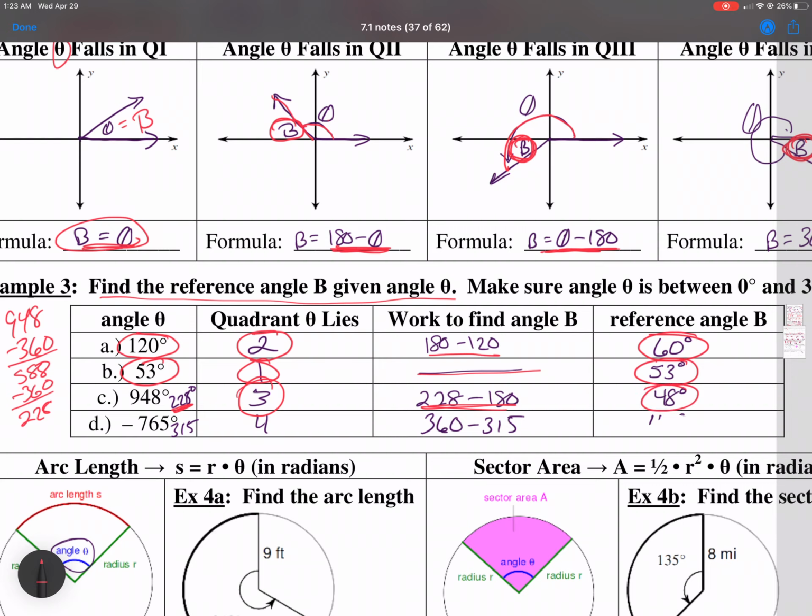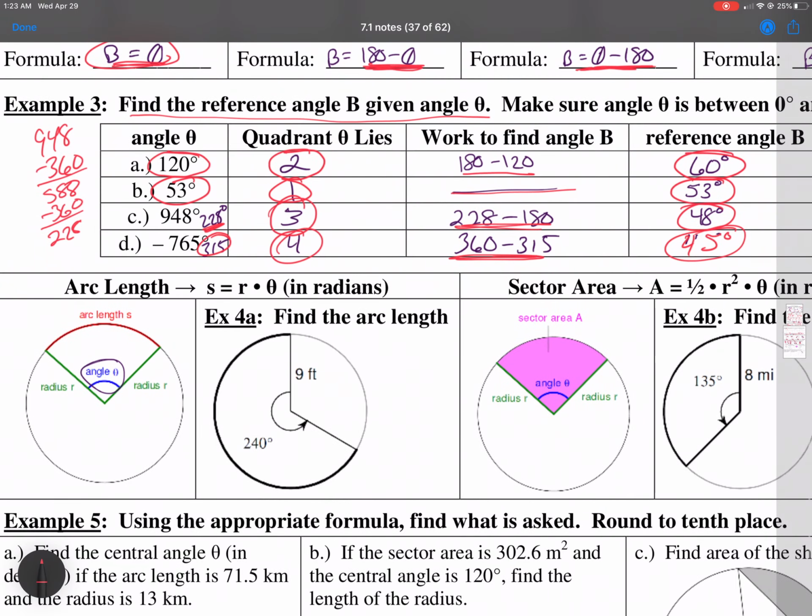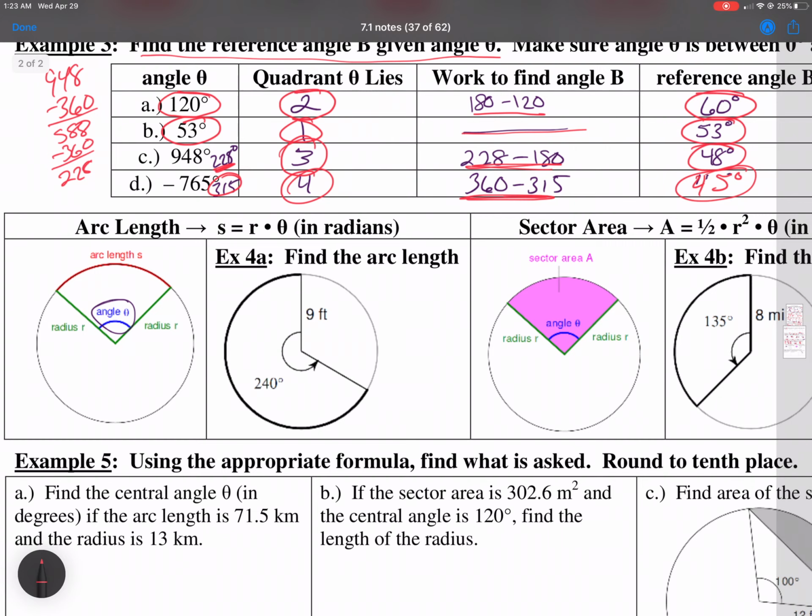Same thing for negative 765 degrees. We'll add 360 until we make it positive. If you add 360 three times, it takes you to 315 degrees, which is in quadrant 4. So 360 minus 315 gives me 45 degrees, and that's my reference angle. So pay attention to the quadrants, find the coterminal angle if necessary, and perform the correct formula and operation.